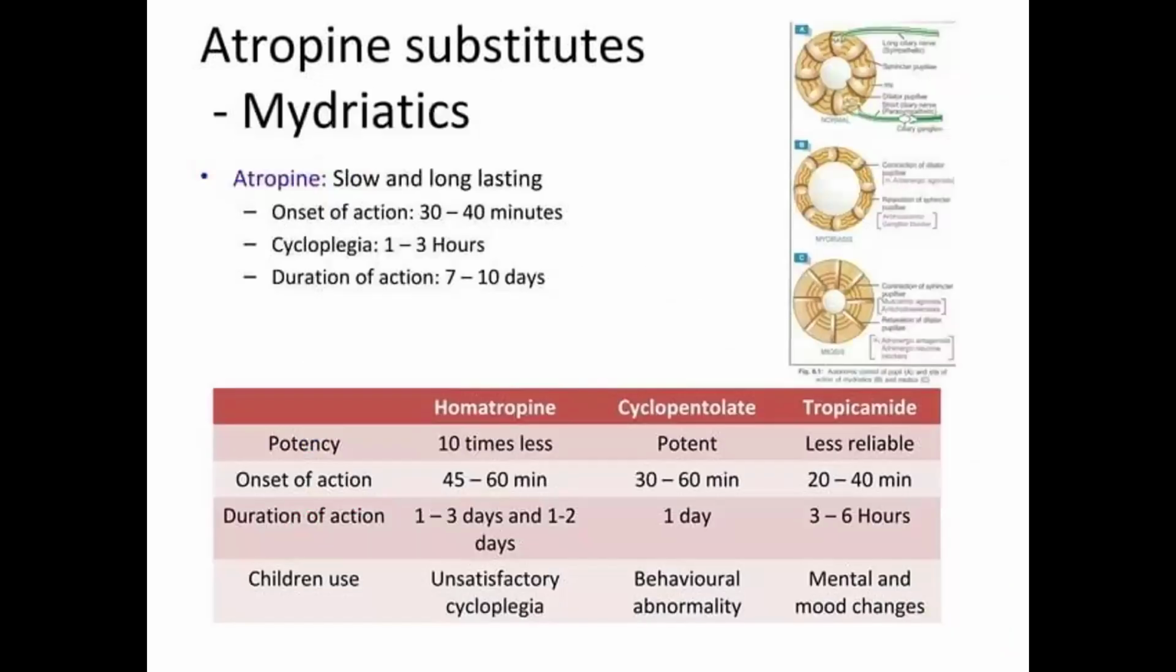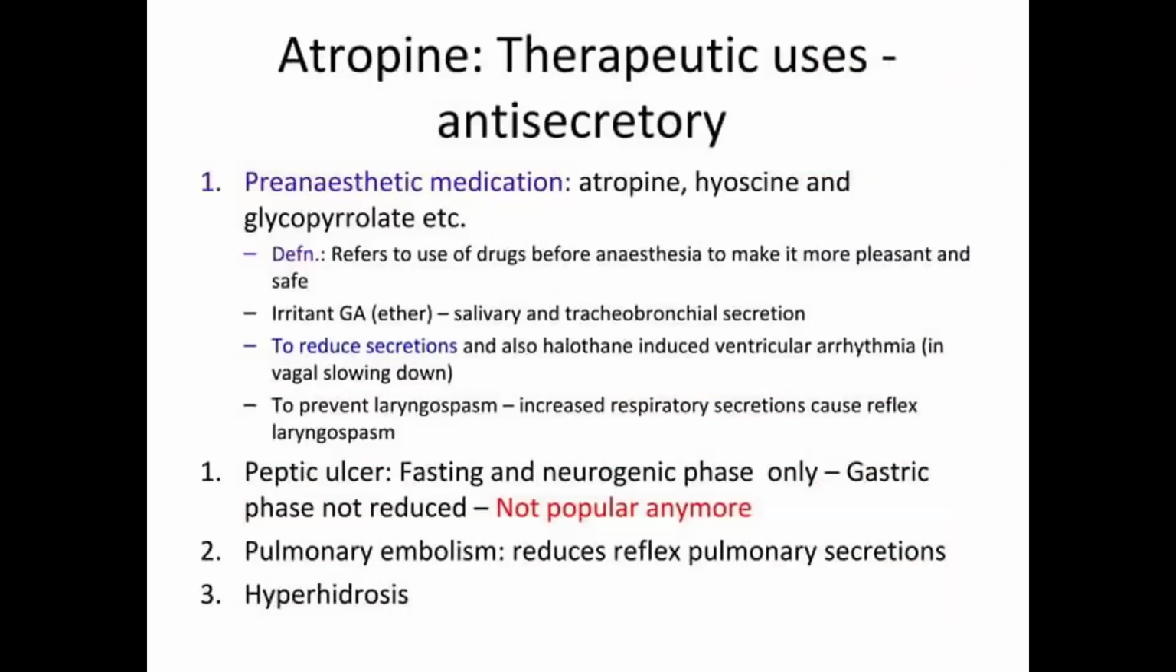Now, atropine is slow and long lasting as a mydriatic and cycloplegic: 1 to 3 hours, with a duration of action of 7 to 10 days. Then for pre-anesthetic use, we use glycopyrrolate. Why? Because we decrease the tracheobronchial secretions to make gaseous anesthesia very pleasant and safe. We usually had ether, and ether was a very good anesthetic, but it got stopped only because it used to increase salivary and tracheobronchial secretions.